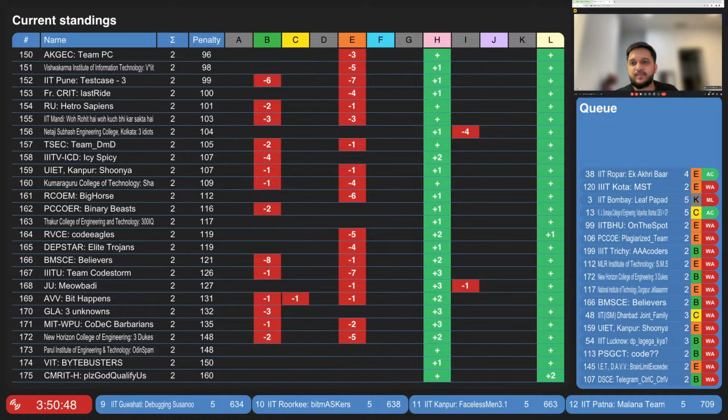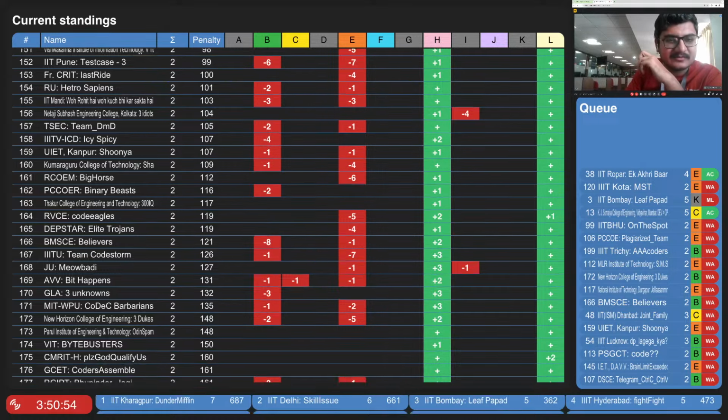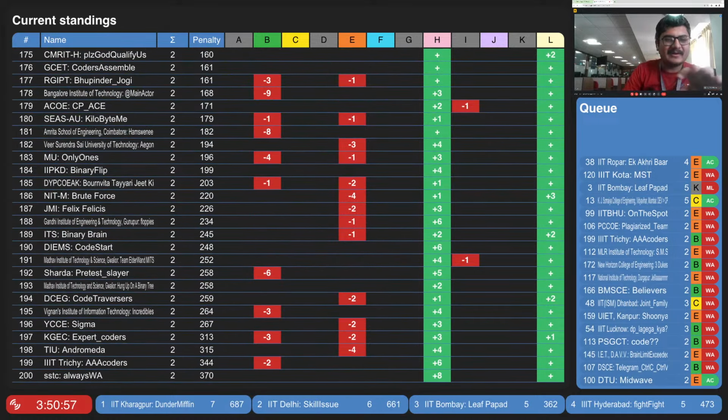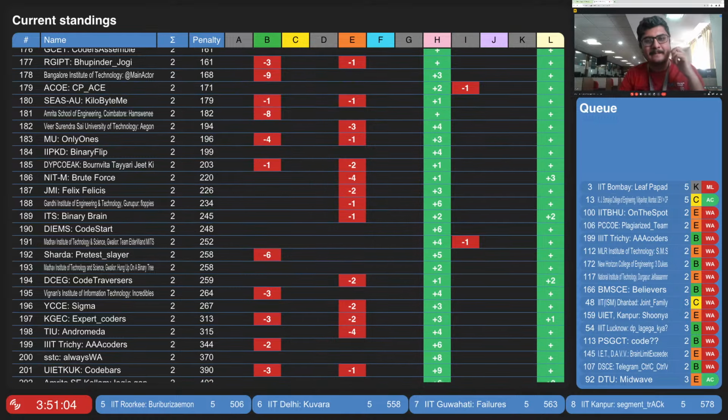Yeah, that's true. Do you know how many submissions IIT Indore got on the E problem? If I am looking at this on the stream, it looks like a lot of teams are just trying everything on cubic construction with a lot of penalty.